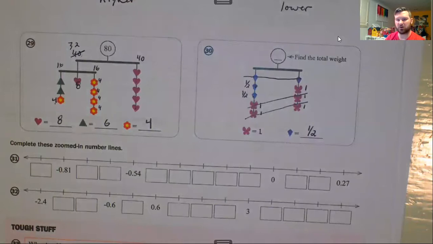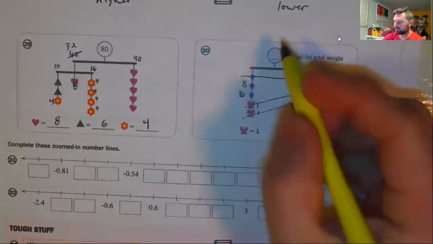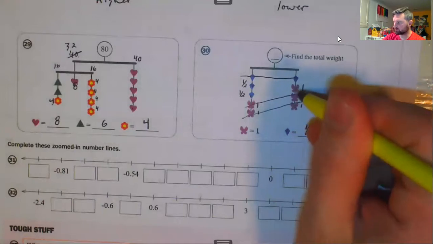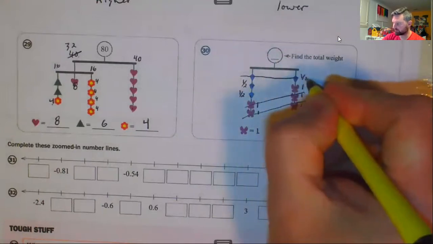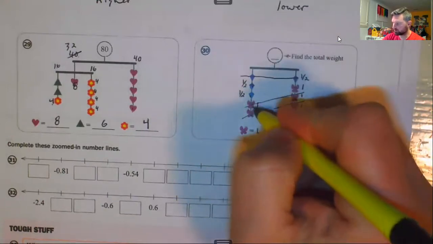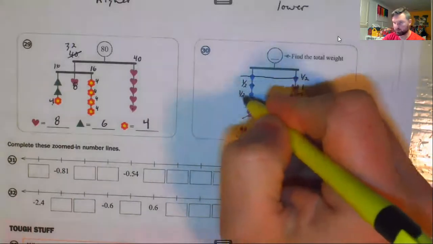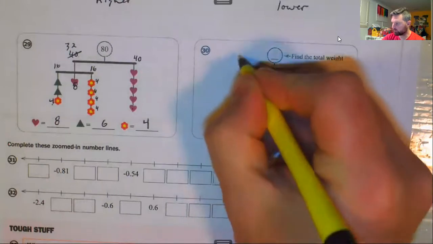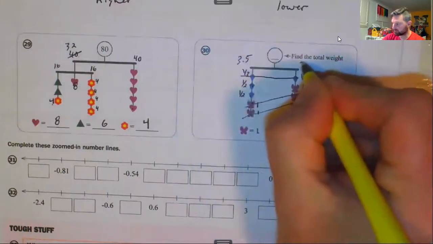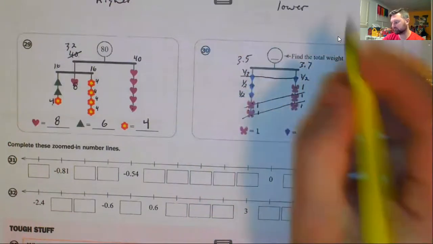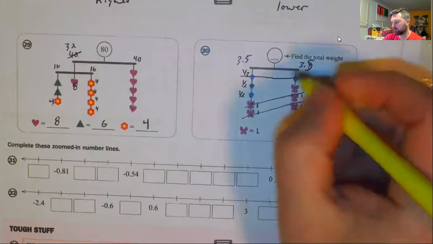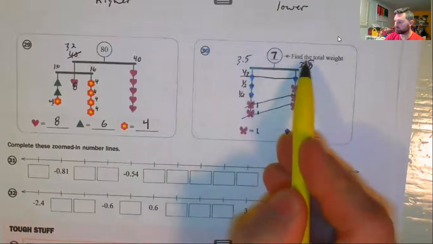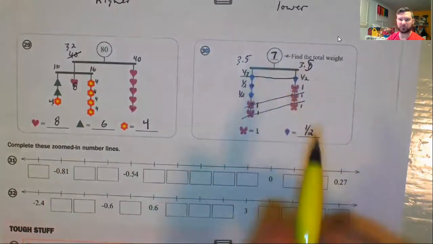Now, what is the total? Well, each side is the same. So we have 1, 2, 3, and a kite is a half. We have 1, 2, 2 halves make 3, and then a half makes 3.5. So you got 3.5 on this side and 3.5 on that side. So the total is 7. You got 3, 4, 5, 6, and the 2 halves will make your 7.